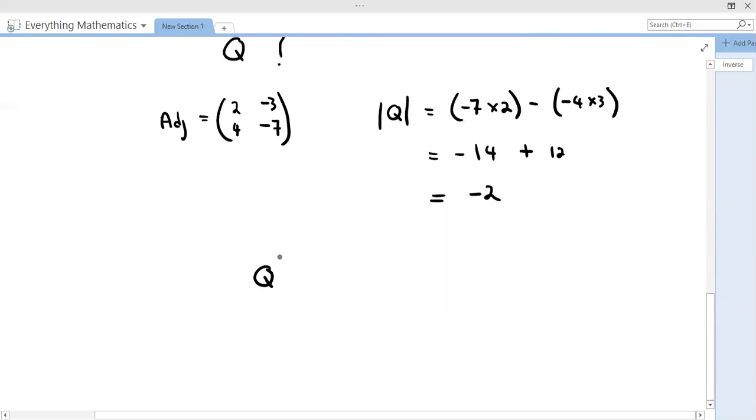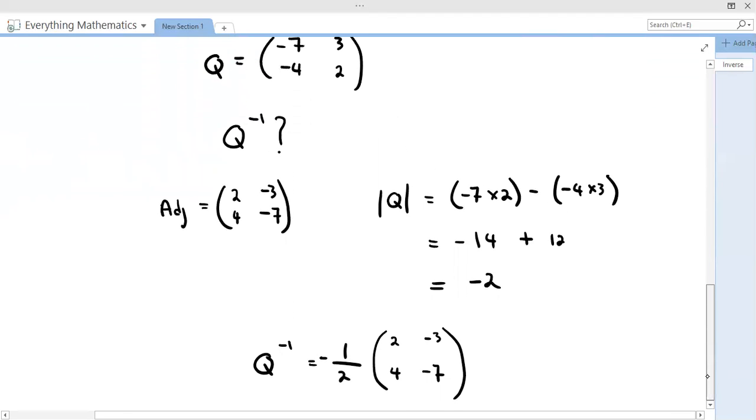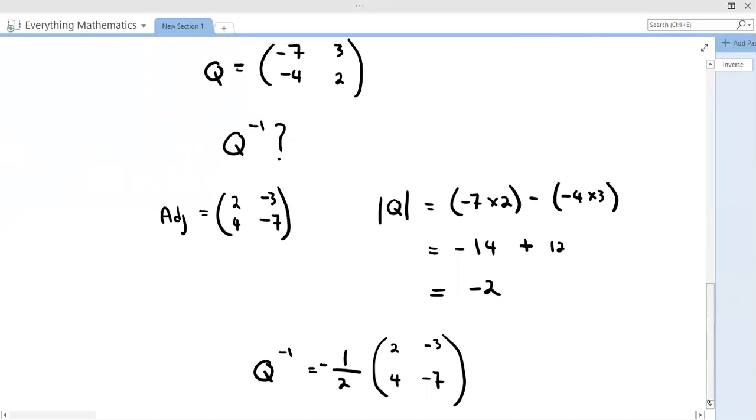So Q inverse will be equal to, remember, 1 over the determinant, which in this case is -2, and we multiply that by the adjoint, which is 2, 4, -3, -7. And there you go, another example. And that's how we get the inverse of matrix Q. That's the whole works there.